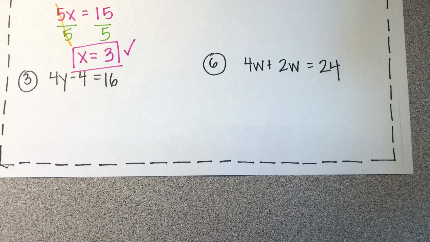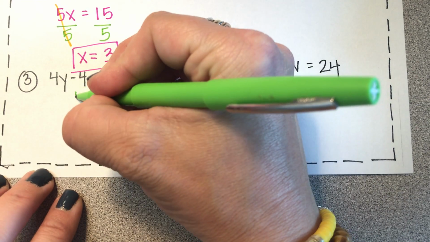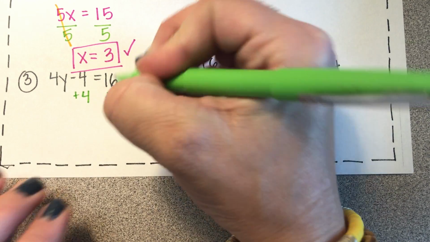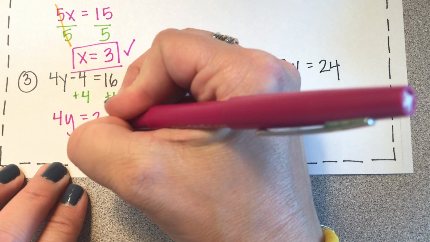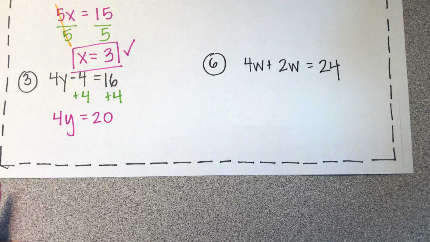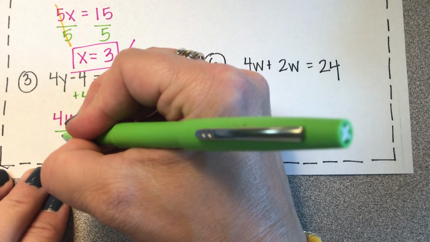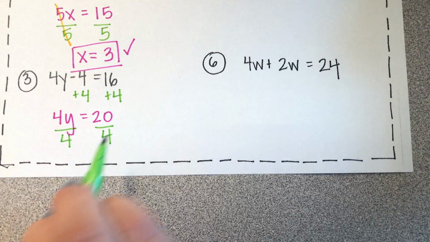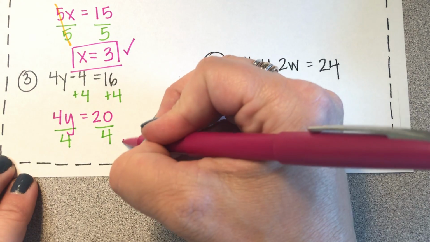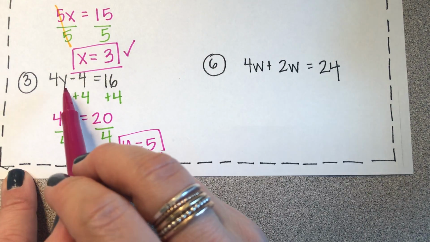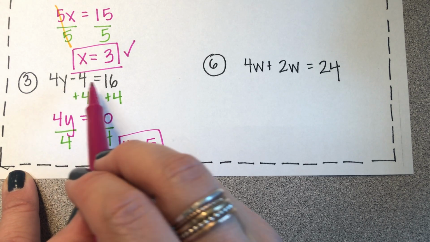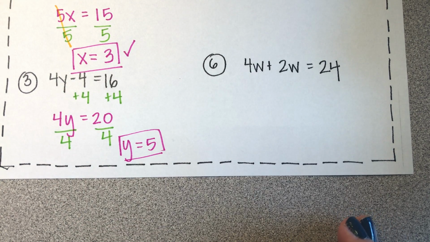Okay, what you should have got is 5, right? If we add 4 to both sides first, I'm left with 4y equals 20. And then I'm going to take that and divide everything by 4. And that leaves me with y equals 5. Right? And 4 times 5 is 20. 20 minus 4 is 16. So I'm good to go.